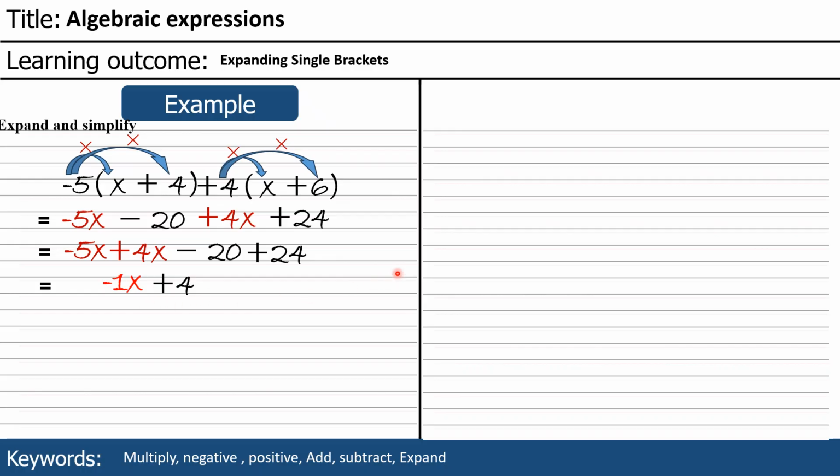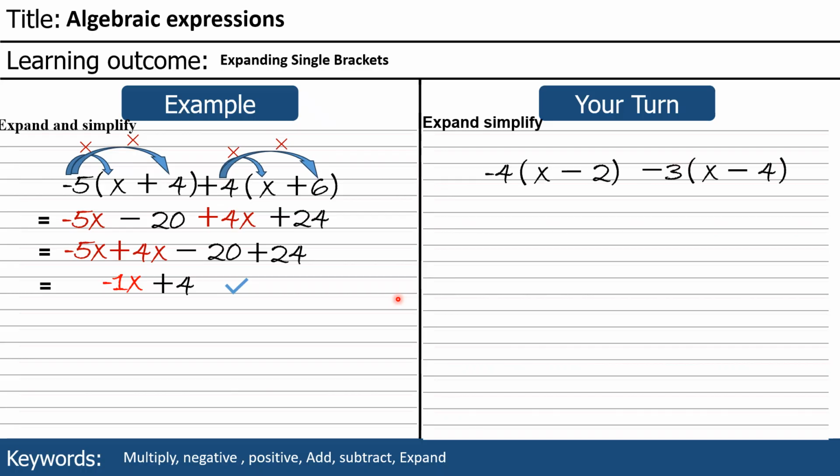Okay, stay with us. You can pause the video and try this question. Okay, let's expand and simplify. Again, we must multiply throughout our bracket with our multiplier, and our multiplier is minus 4.